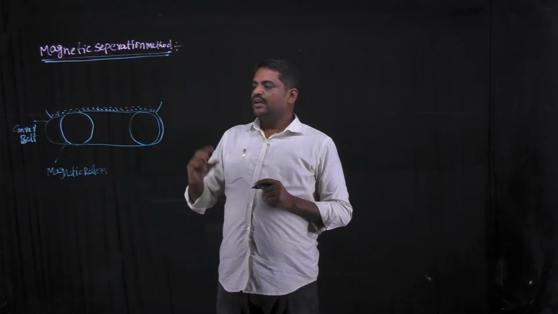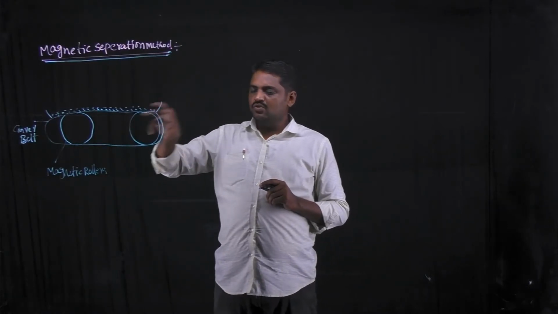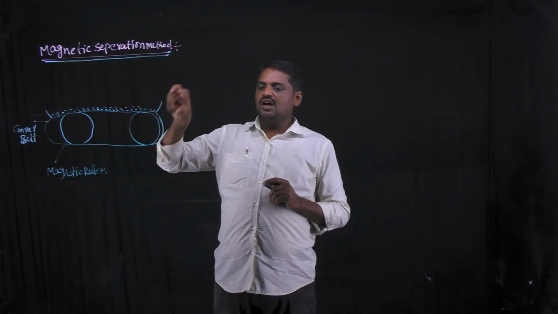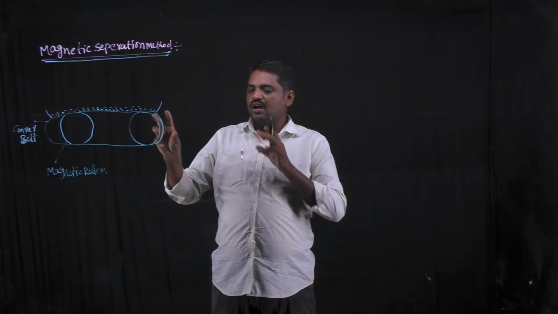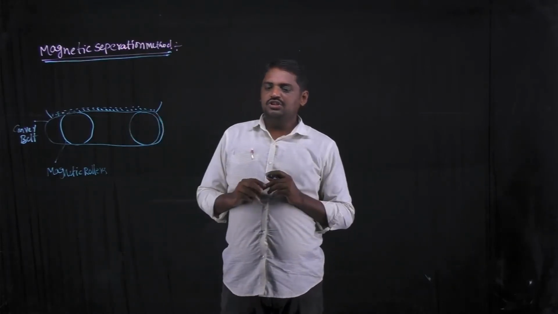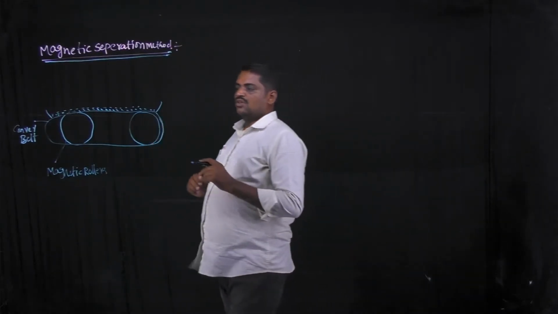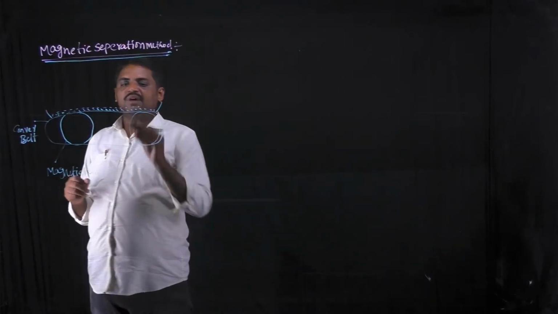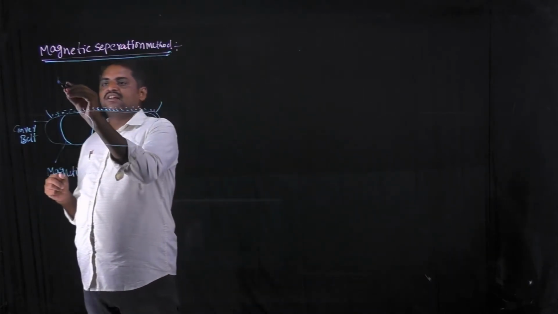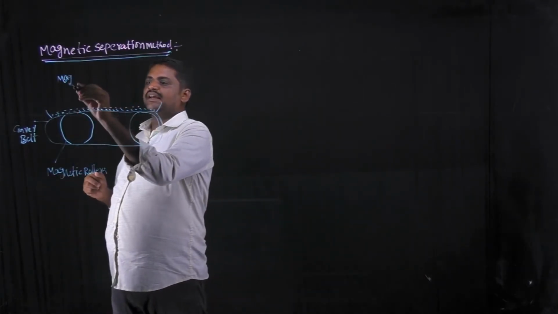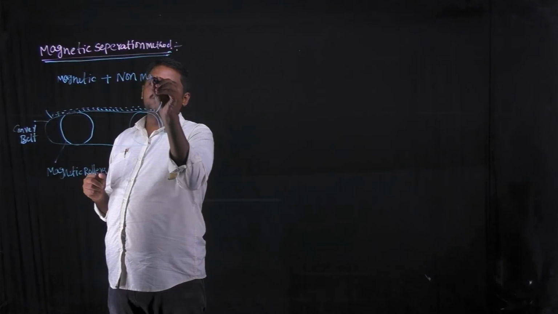Then the magnetic rollers move very fast. The amorphous ore contains magnetic particles and non-magnetic particles.